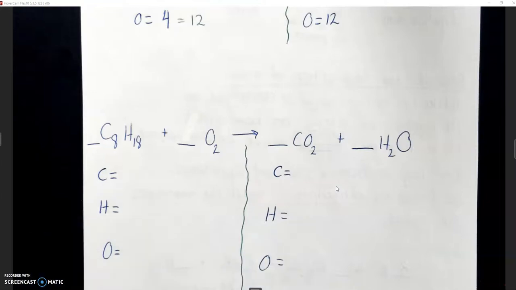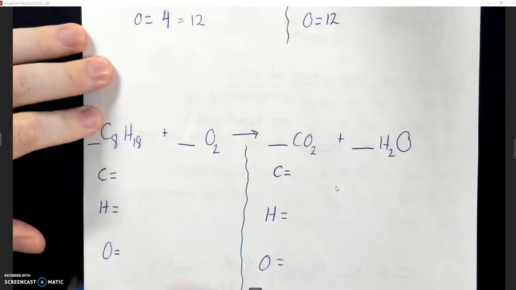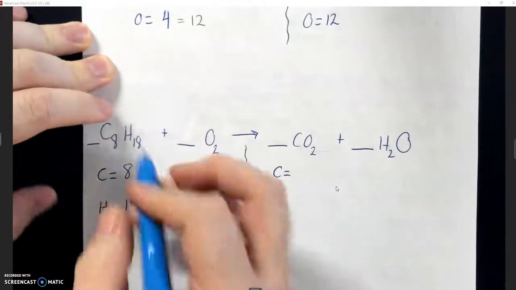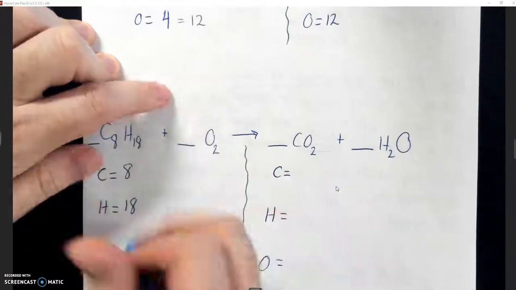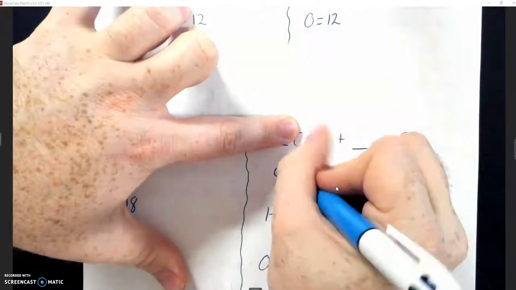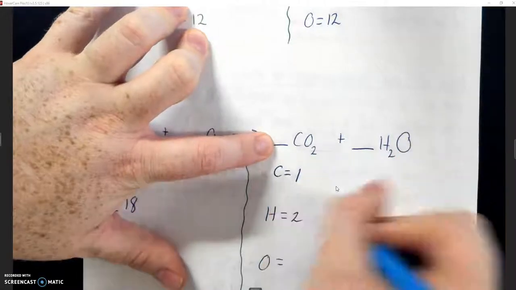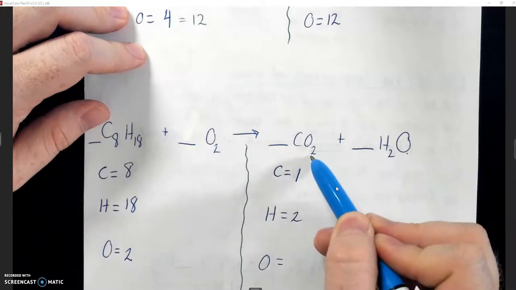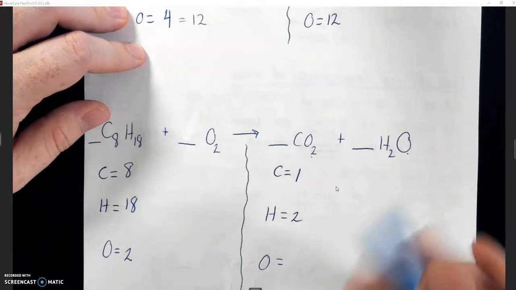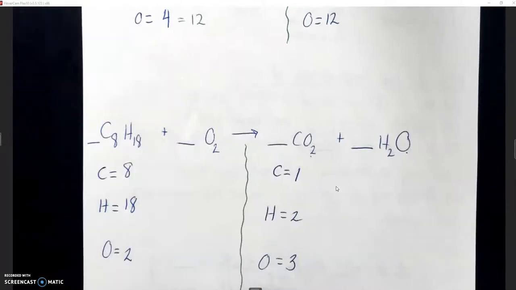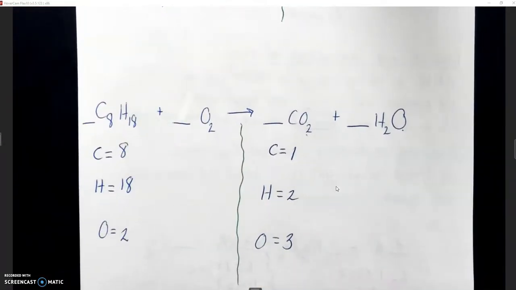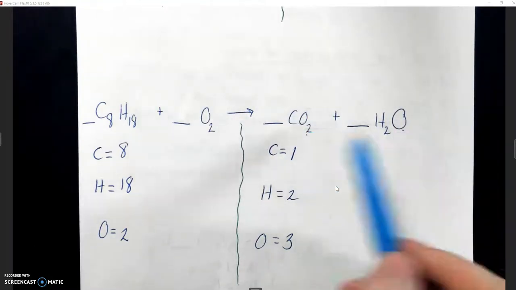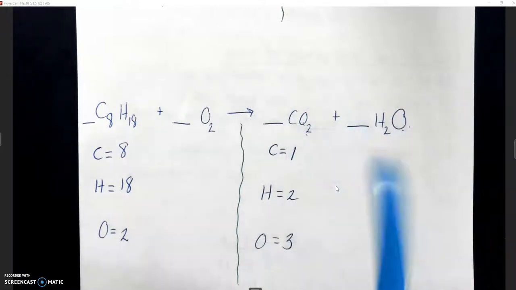Now, I already made an inventory of the atoms, so let's go through and count what we have. We have 8 carbons, 18 hydrogens, and 2 oxygens. On this side, 1 carbon, 2 hydrogens, and 1 oxygen over here, 2 over here. That's a total of 3 oxygens. Okay, I almost made the mistake. A lot of people will do that. They'll count this one and not count the other one. 2 right here, 1 over here is a grand total of 3 on that side.